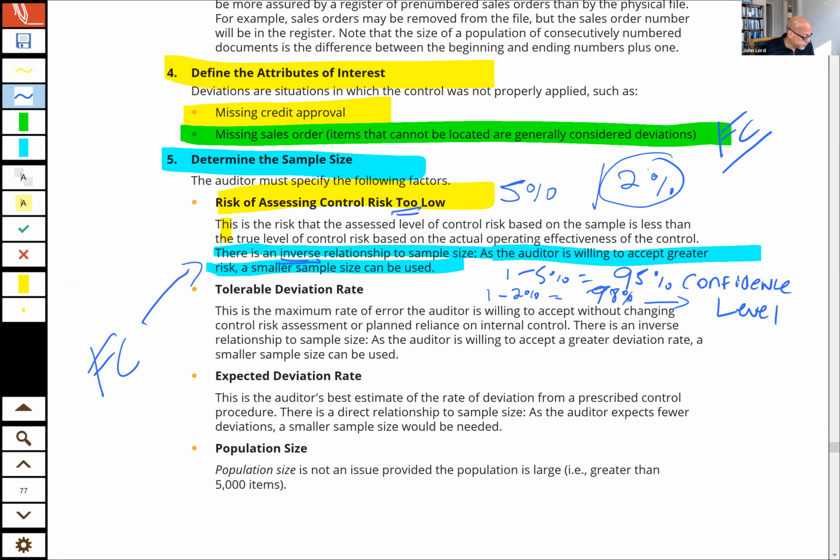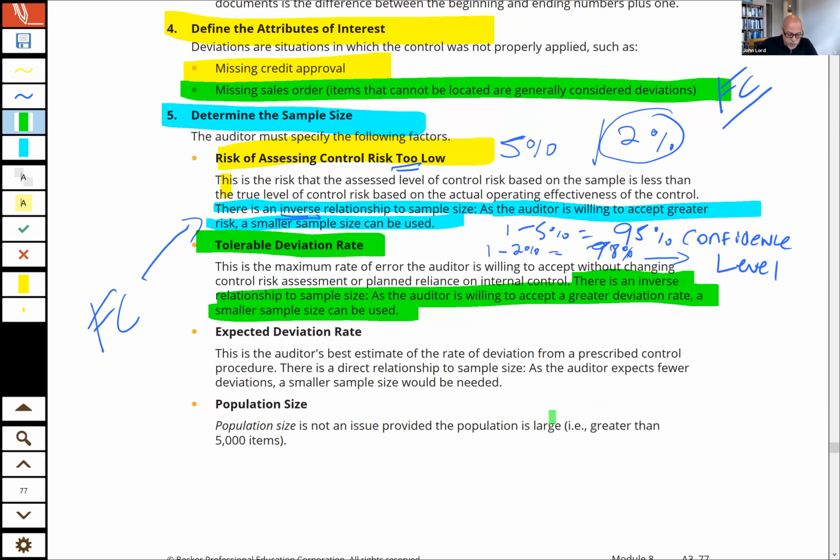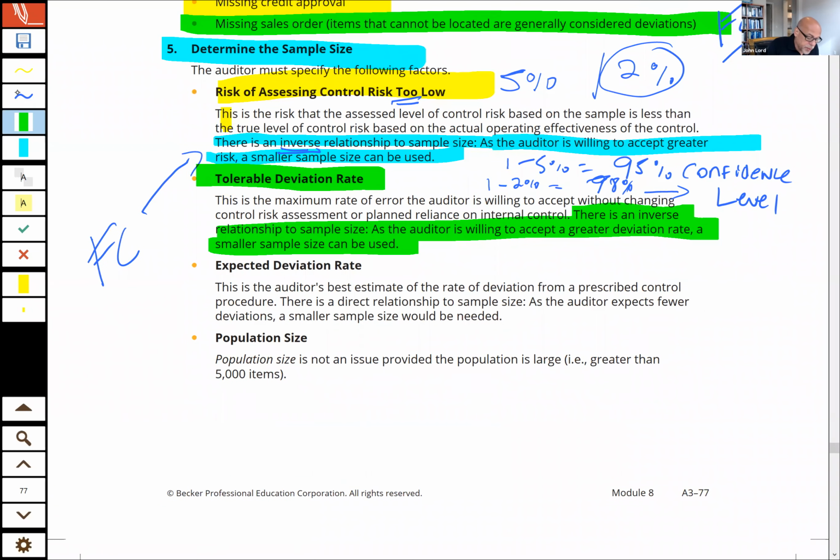Okay. Question? Okay, good. Tolerable deviation rate. And for tolerable deviation rate, we say that there is an inverse relationship. Again, an inverse relationship, meaning that if I'm willing to accept greater risk, I can have a smaller sample size, or if I want less risk, then I'm going to have a larger sample size.